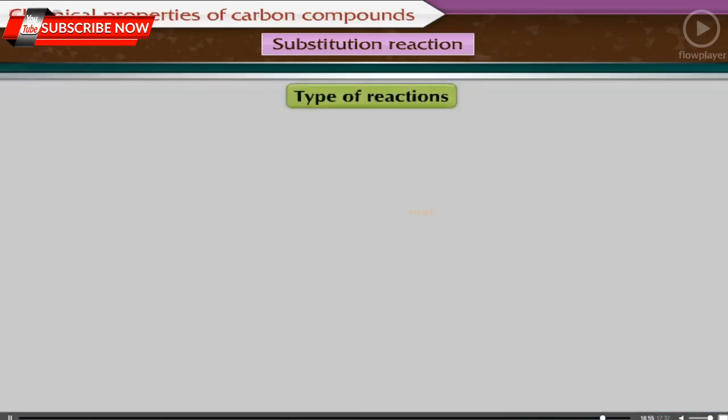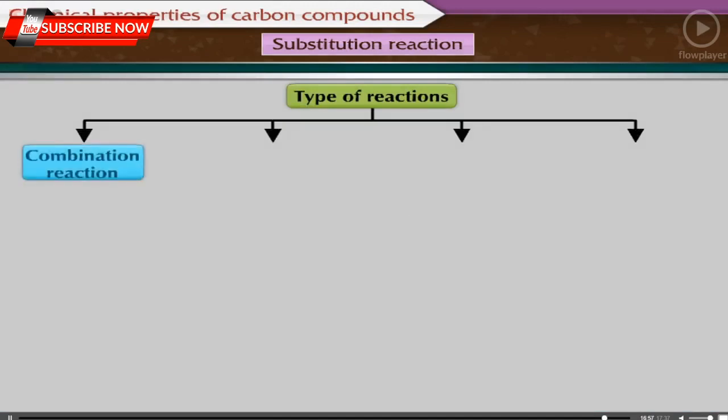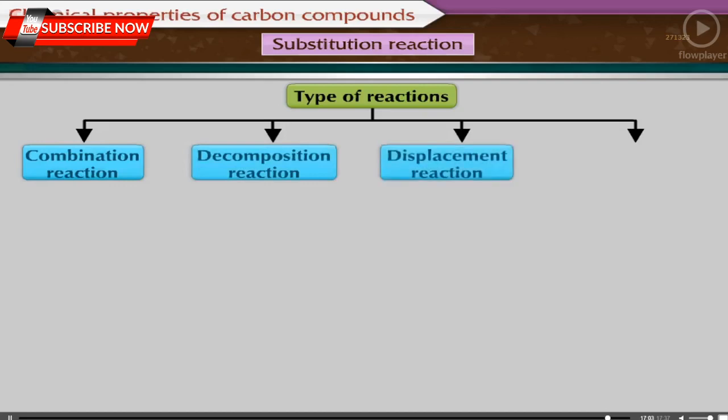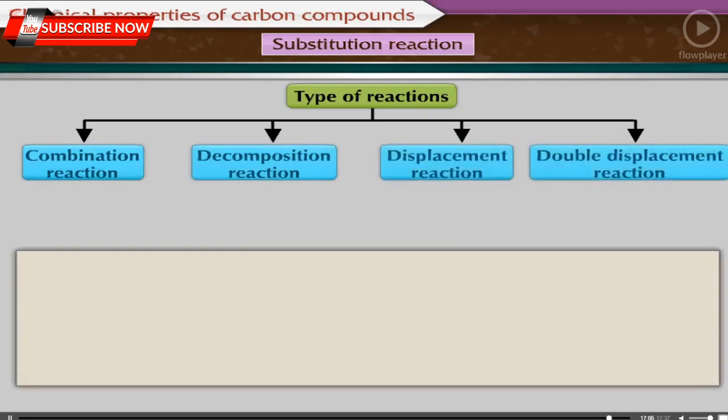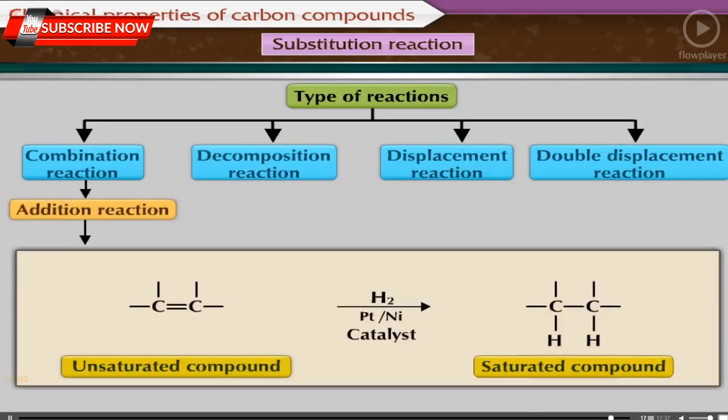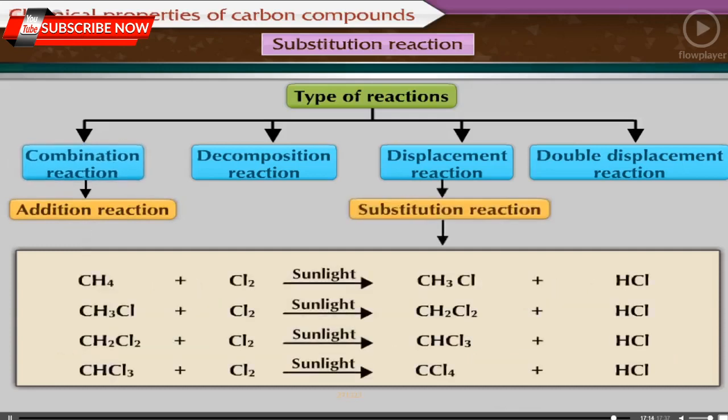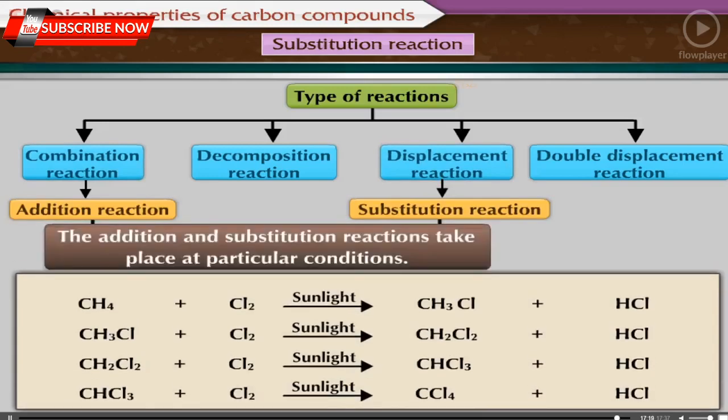We have studied 4 types of reactions, that is, combination reaction, decomposition reaction, displacement reaction, and double displacement reaction. The addition reactions of carbon compounds are included in the combination reaction, while the substitution reactions are included in the displacement reaction. The addition and substitution reactions take place at particular conditions. These conditions are indicated on the arrow. After studying about the chemical properties of carbon in detail, let us study about important compounds of carbon.